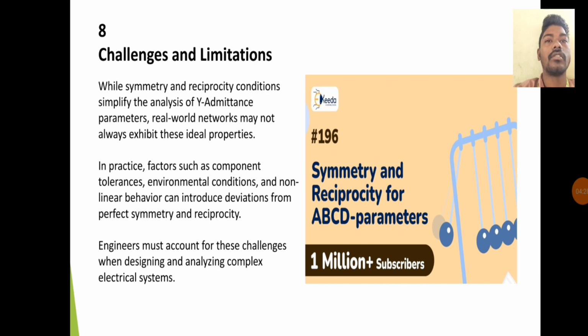Challenges and limitations. While symmetry and reciprocity conditions simplify the analysis of Y admittance parameters, real-world networks may not always exhibit these ideal properties. Factors such as component tolerances, environmental conditions, and non-linear behavior can introduce deviations from perfect symmetry and reciprocity. Engineers must account for these challenges when designing and analyzing complex electrical systems.